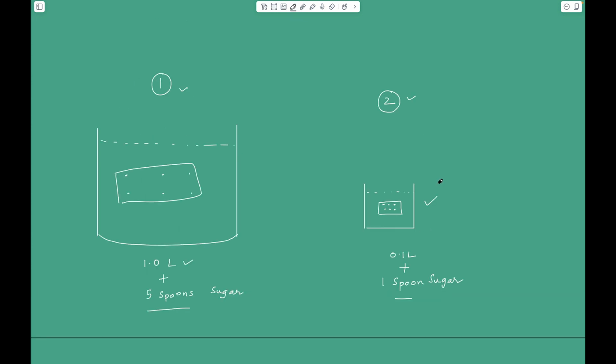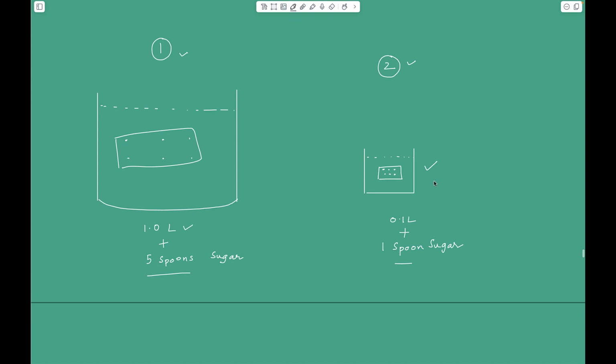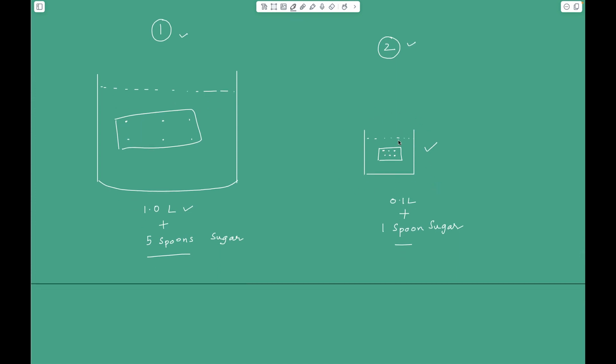So from this example, we understand that the sweetness of the sugar solution depends on the crowdedness of the sugar particles in the solution, not on the total number of sugar particles present in the solution. That means not on the total amount of sugar present in the solution. Between these two solutions, in this second solution, the crowdedness of the sugar particles is more. That is why it is more sweeter than the first solution.